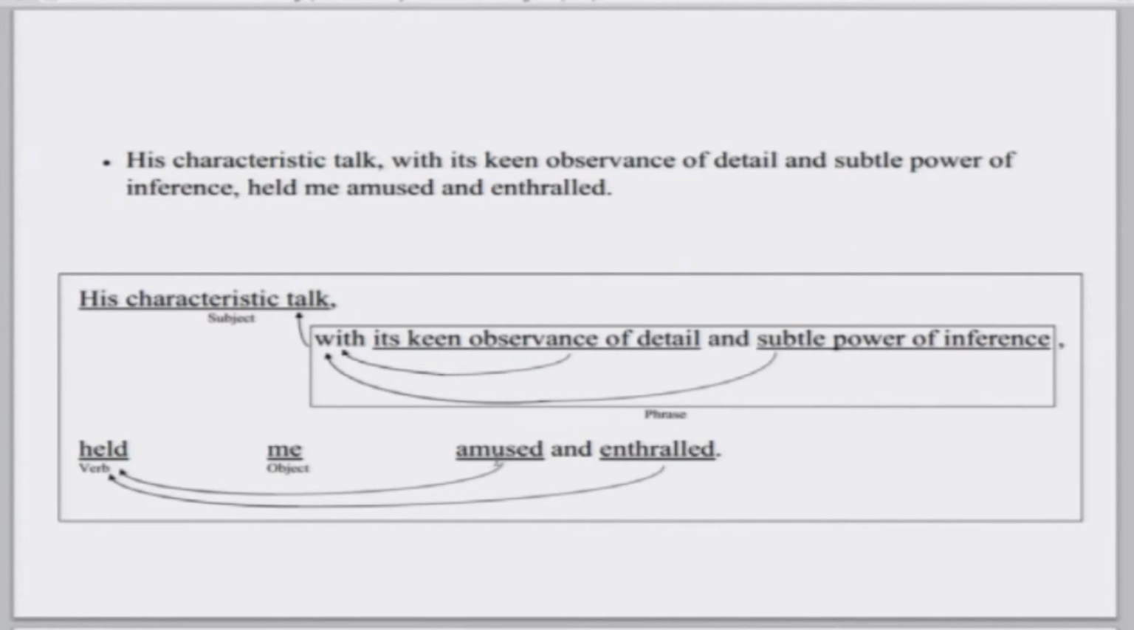Now, other things, amused and enthralled. How did it hold me? It held me amused and enthralled. So, these are two adverbs which are qualifying this verb held.